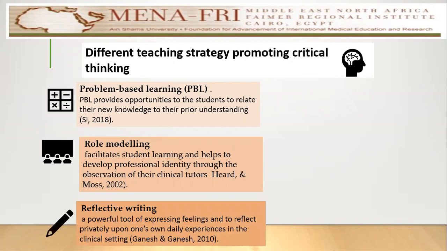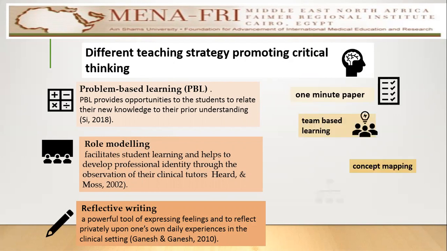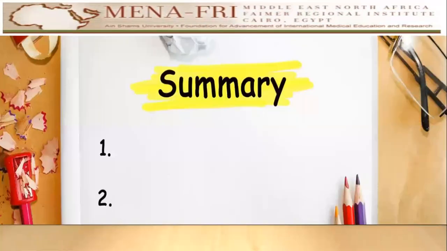The next powerful tool is reflective writing. The students can reflect privately, revisit their previous steps or their mistakes, and they can modify them by analyzing them. The other methods are the one-minute paper, team-based learning, using concept mapping, and think, pair, share. All of these strategies can promote critical thinking in our students.